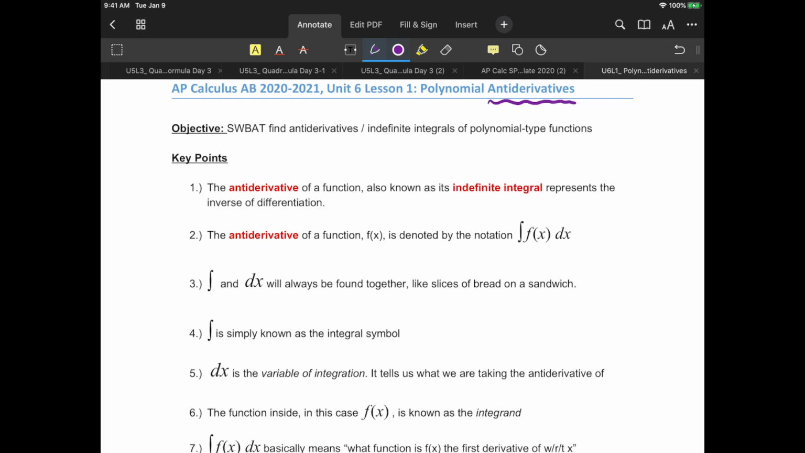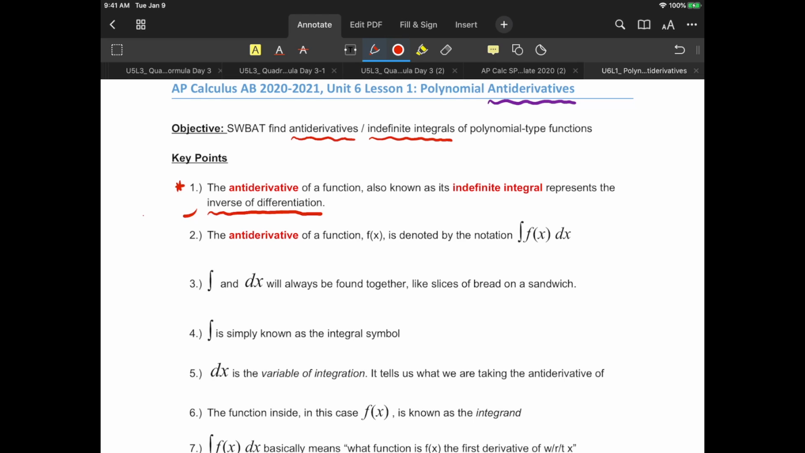And so just like before, we're going to start today with just polynomials, and then we'll add on some of our other memorized derivatives. So today the objective is to find antiderivatives, which are also known, slightly less commonly, but it's the exact same thing, as an indefinite integral. So the antiderivative of a function, also known as its indefinite integral, it's the inverse of differentiation, right? It's undoing that process of taking a derivative, right?